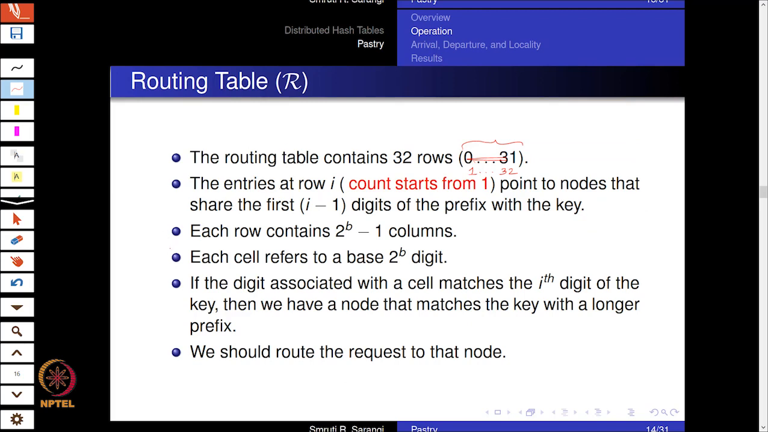So this has been explained: each row contains 2 raised to power b minus 1 columns. Say b is 4, this is 15. And the matching process has also been explained. The only correction in this slide is that instead of 0 to 31, it will be 1 to 32.